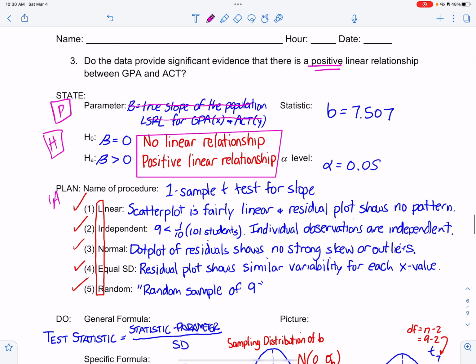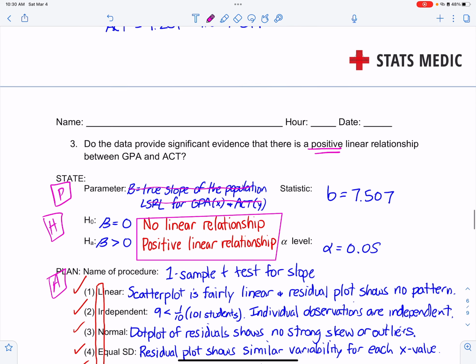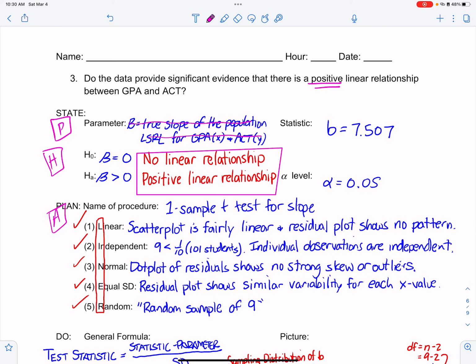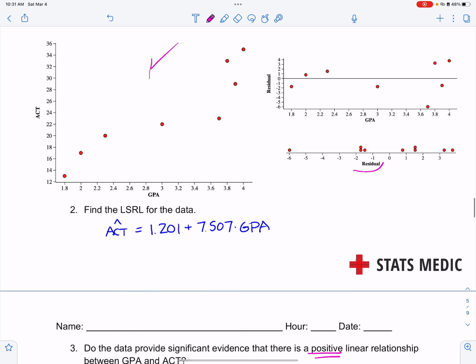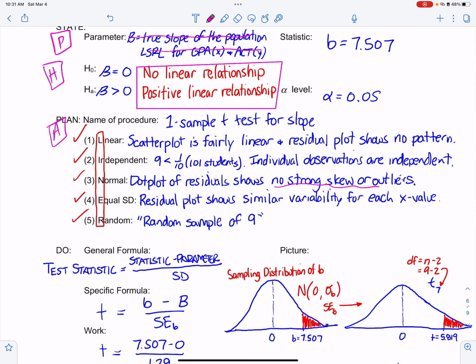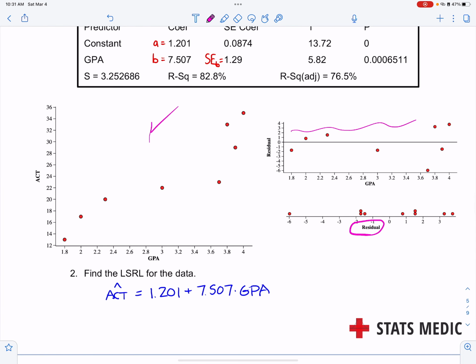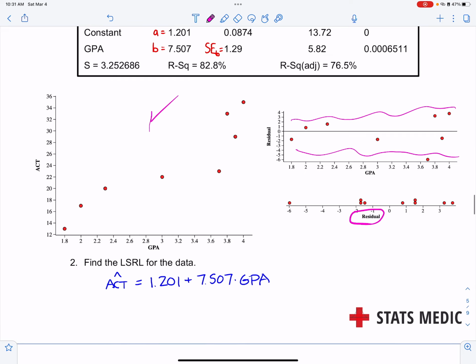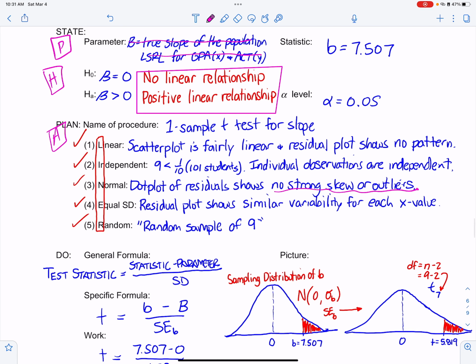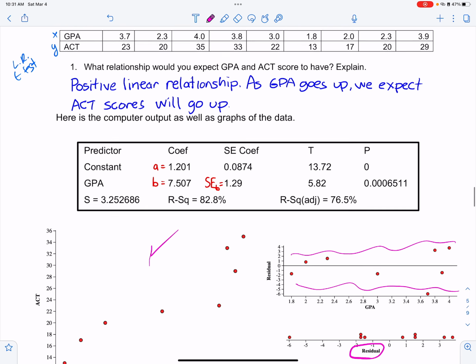My assumptions and conditions right here are linear, and you can see that the scatter plot is fairly linear. So right here, this is the scatter plot. Independent, you're going to check your 10% rule. Individual observations are independent. And then normal, you have to look at this dot plot of the residuals right here, and see if it's fairly symmetric with no strong skewness and no outliers. And that's basically what I was looking for. And equal standard deviation, or equal variance, the residual plot shows similar variability. If you notice, I have about the same length on the top and the bottom throughout the whole set of data. And then random, it's a random sample of 9, which was given to me in my original setup, right here.